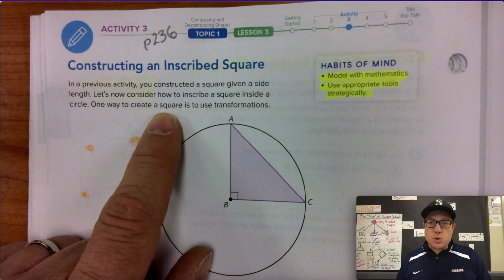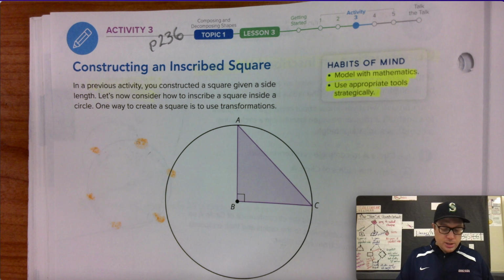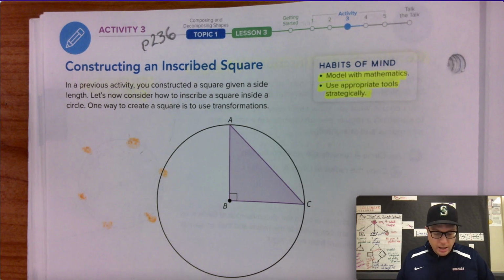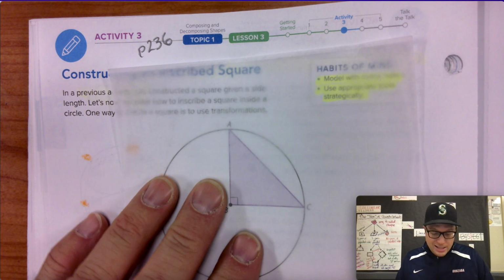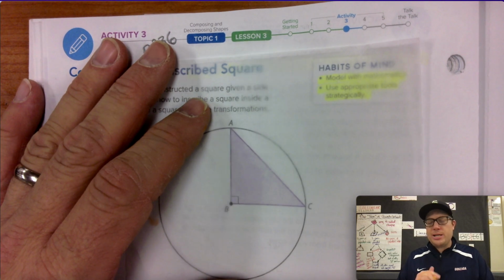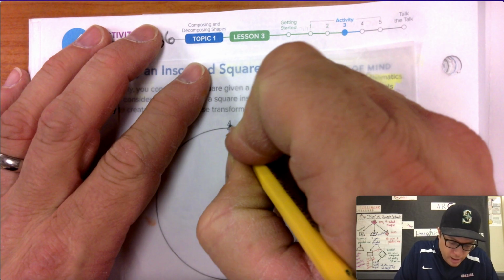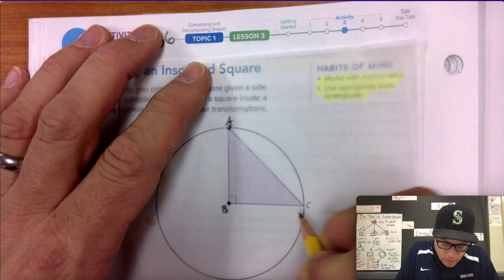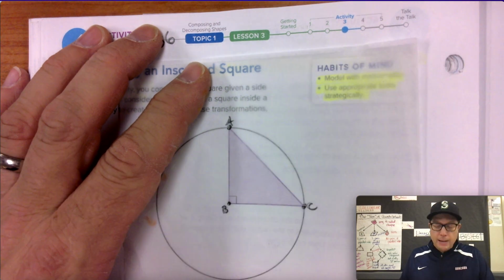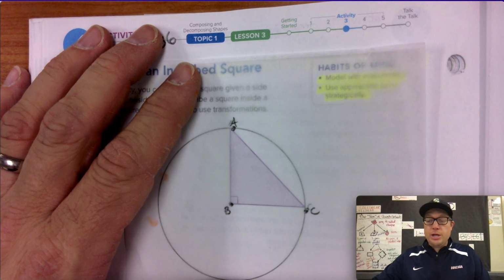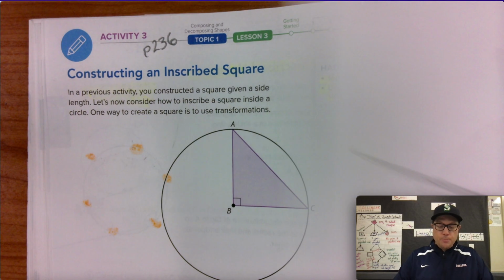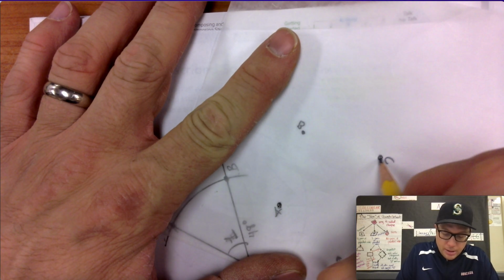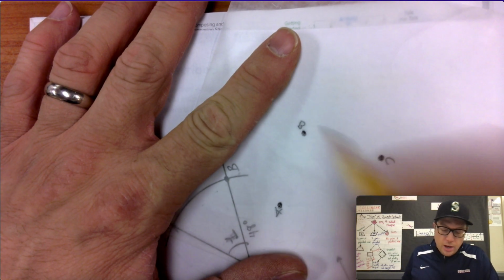One way to create a square is to use transformations. Voila. In order to do that, we're going to trace, and I'm going to say be selective. We don't need to trace the whole thing. We should trace point A, label, trace point B, label, and trace point C, label. And then the trick with the patty paper is to flip it over and then trace the points just to load up some graphite on the other side.